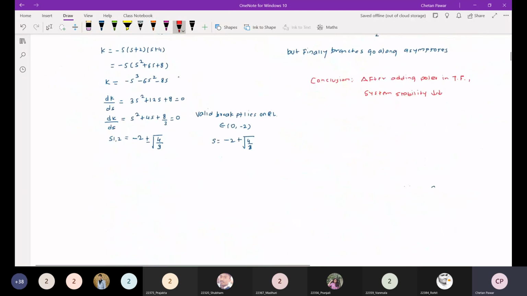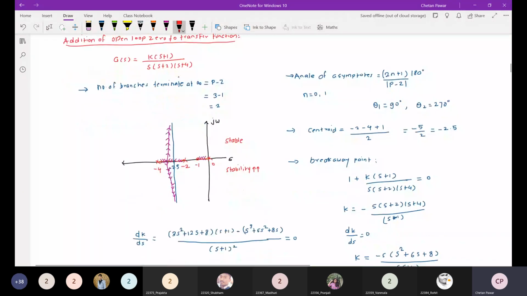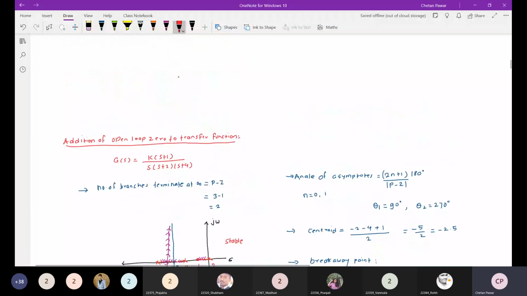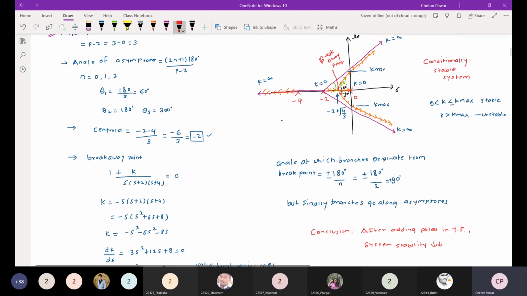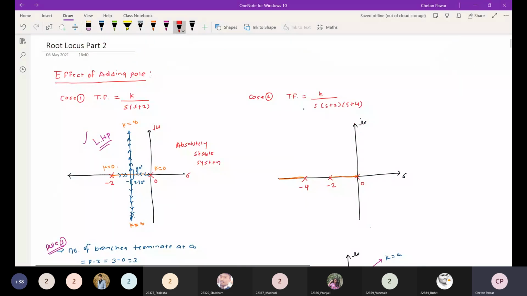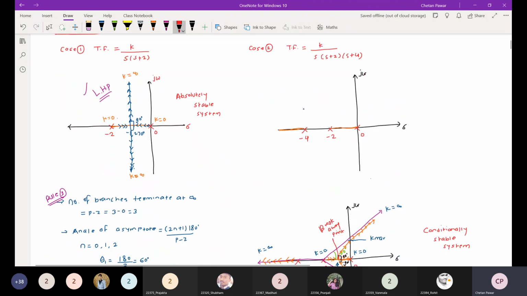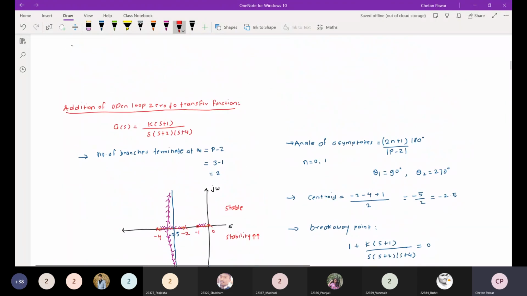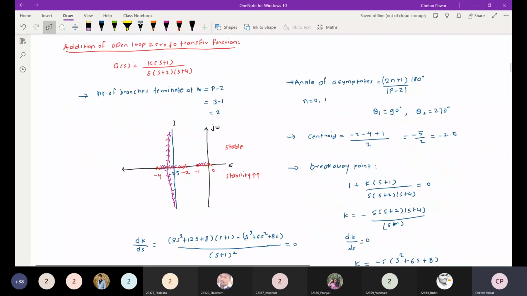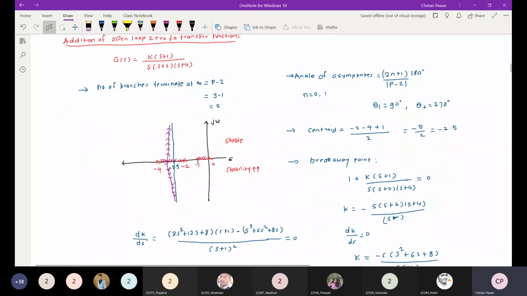Let us see the effect of adding a zero. Okay, now the same transfer function, we will take the case 2 transfer function, and into this transfer function we will add one open loop zero. So that open loop zero is added at -1 because we have added the term s plus 1. Okay, so that open loop zero is added at -1. So here that is at this point.